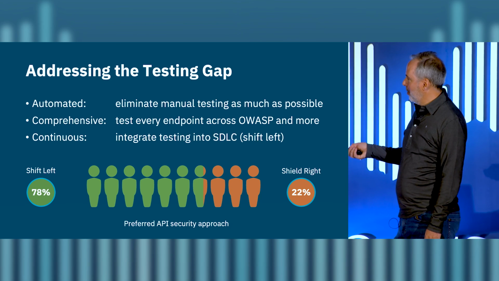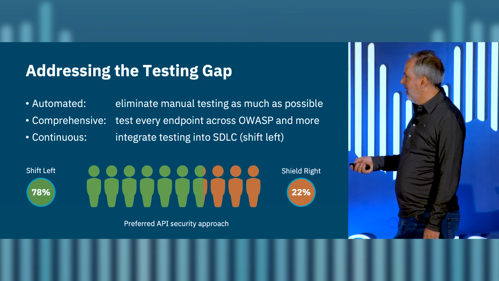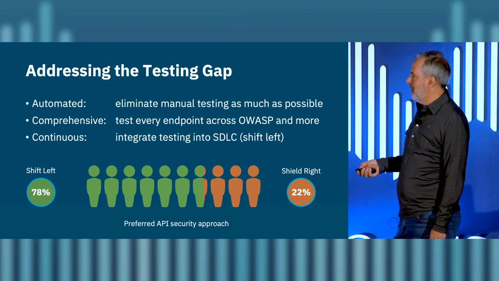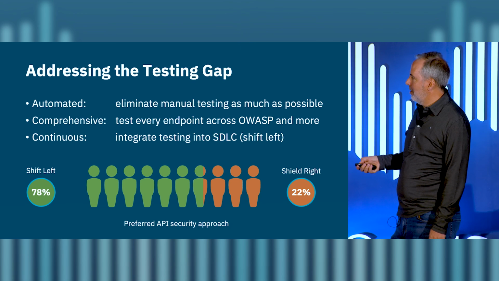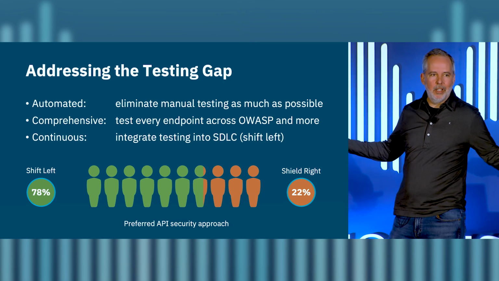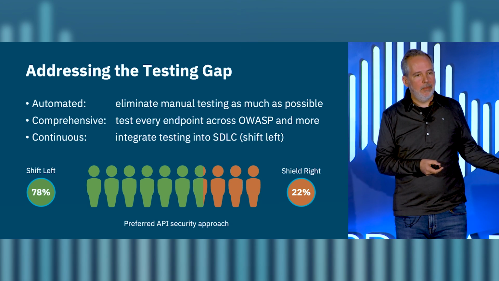One of the questions we asked in our survey was, where do you want to find your API vulnerabilities? Not surprisingly, everyone wants to shift left. Why not? Find it earlier if you can.